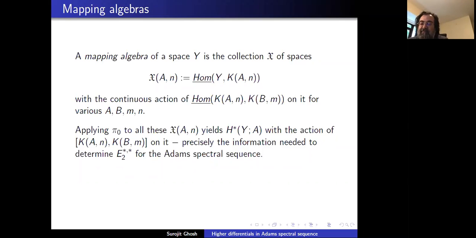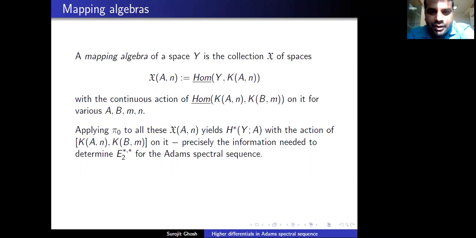Okay, I have a question. You already said something about the E3 page that's been already described by Bauer, right? I was wondering in that case, what is the pi 1 of the mapping space between the Eilenberg-MacLane spaces? Is it easy to describe? What is the pi 1 of the mapping space here, between the Eilenberg-MacLane spaces?